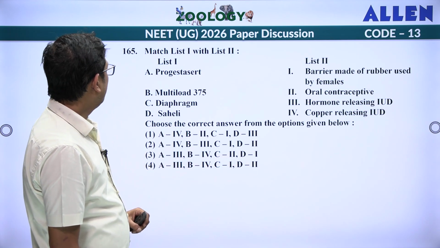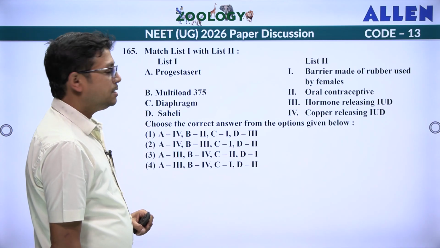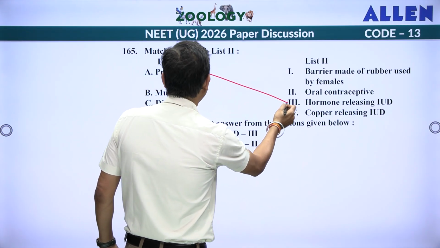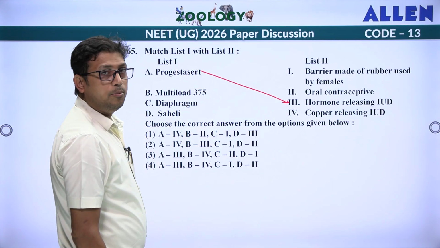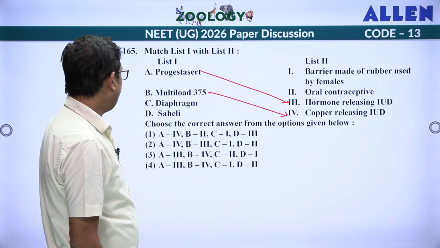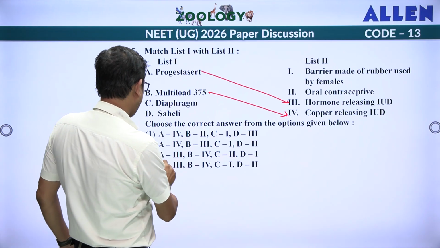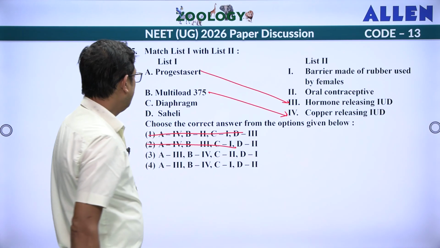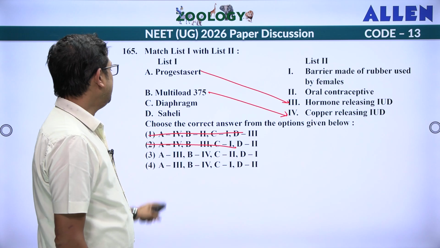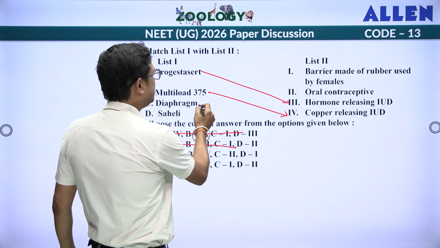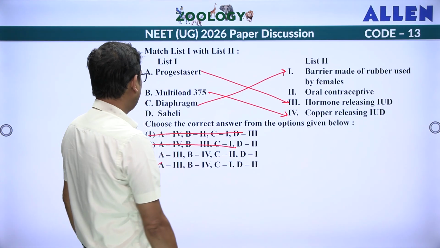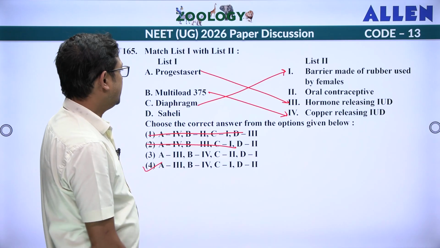Next. Again match the list. Progestasert. Progestasert is a hormone releasing IUD. And Multiload 375 is a copper releasing IUD. So answer is A3, B4. So I have to eliminate this, eliminate this. Now diaphragm is 2 or 1. Diaphragm is a barrier method of rubber used by females, and Saheli is an oral contraceptive. So C should be 1. Answer is fourth one.